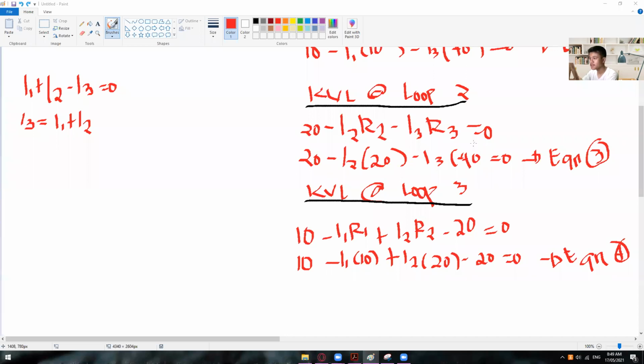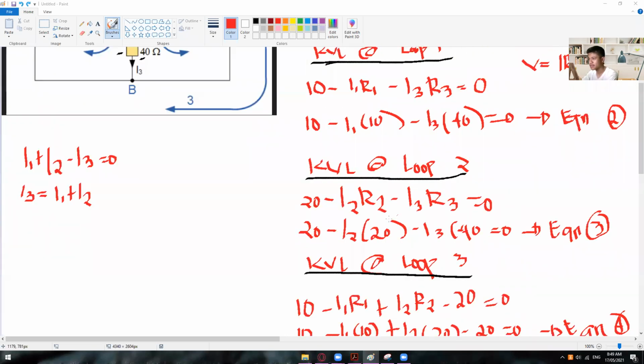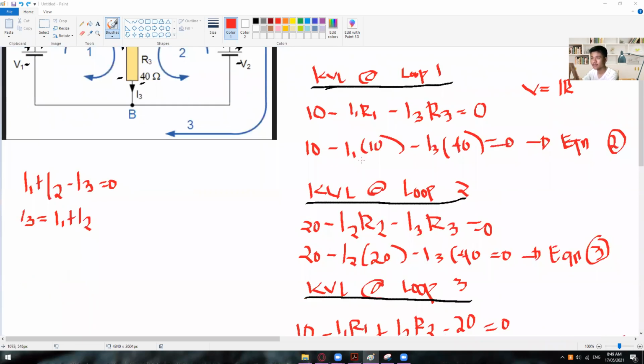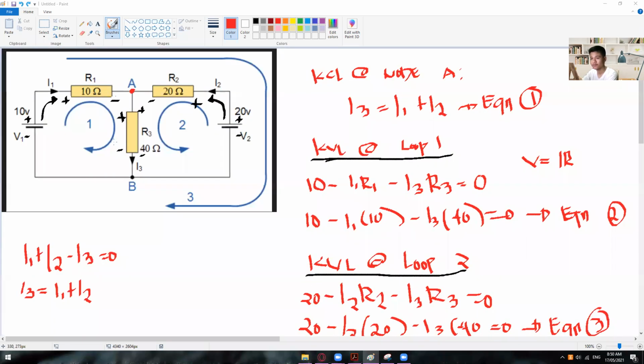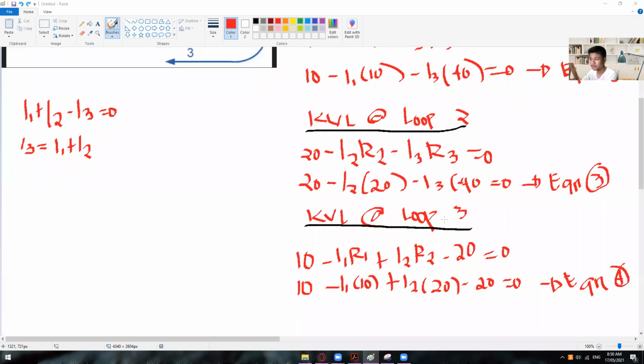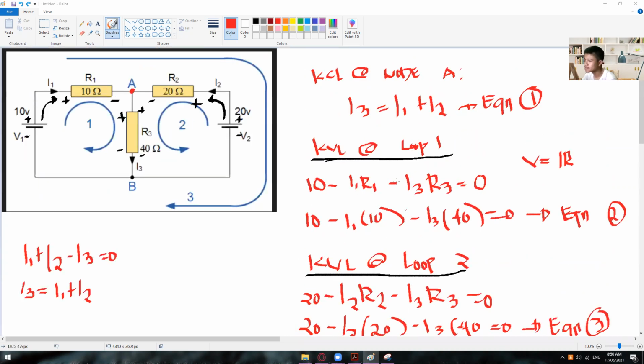Okay. And anyway, let us now continue our discussion. So first step is KCL. Second step is getting all the KVLs from all of your loops. And then from there, you can now perform simultaneous equations. But before we can do simultaneous equations, we have to make all of your variables equal to each other. So meaning, we can use maybe this I3 right here.